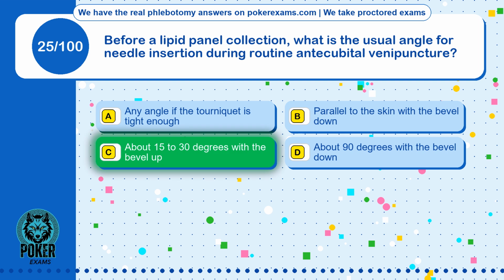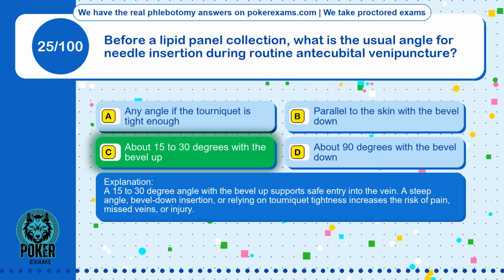The correct answer is option C. About 15 to 30 degrees with the bevel up. A 15 to 30 degree angle with the bevel up supports safe entry into the vein. A steep angle, bevel down insertion, or relying on tourniquet tightness increases the risk of pain, missed veins, or injury.